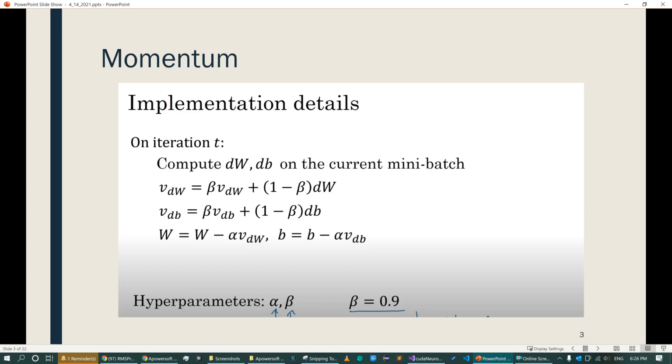Here are some screenshots I took from Andrew Ng's class. I think that is very neat and summarizes what we are going to implement. And here is the implementation of the momentum. Basically, there are 4 steps to implement the momentum. The first step is to compute the dw and db, which are the derivatives of the weight and bias on the current mini batch. That is what we have done right now.